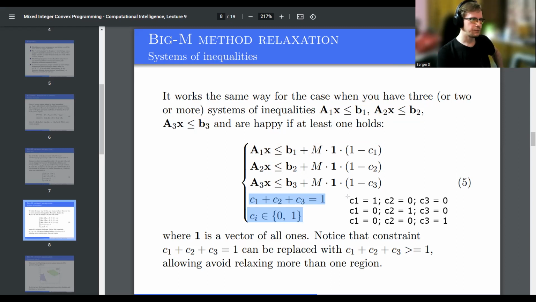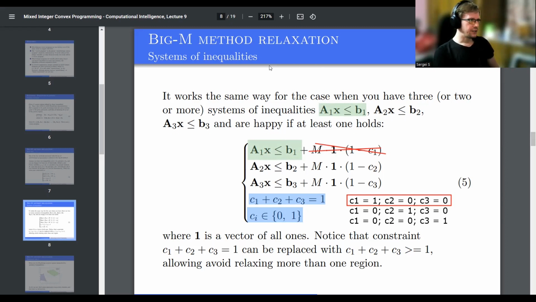Was the first scenario, this guy. Well, if it is the first scenario, then C1 is equal to 1. C1 is equal to 1, so this whole thing is equal to 0. So this whole thing goes away, because 1 minus 1 is 0. And we have the same original constraint. So the original constraint holds now.